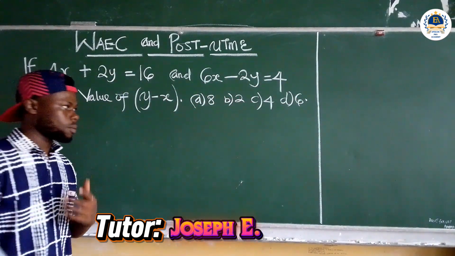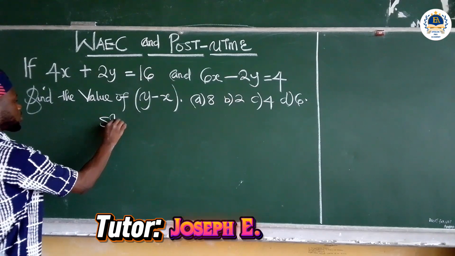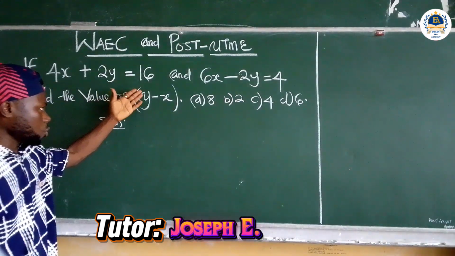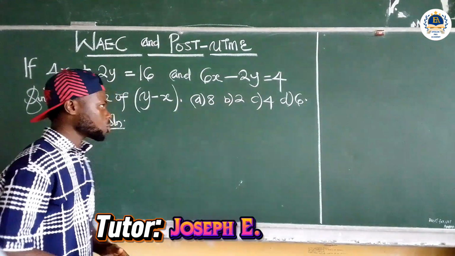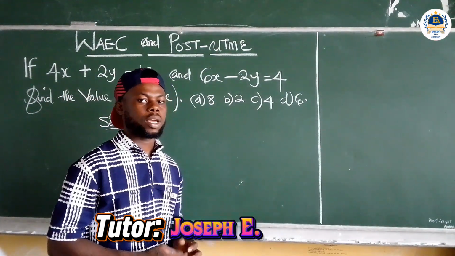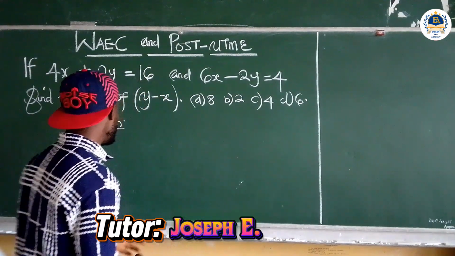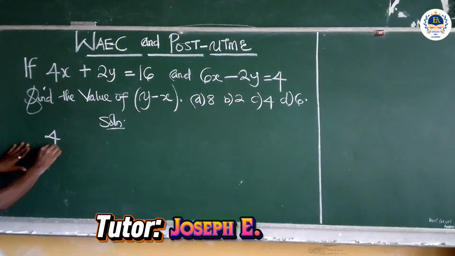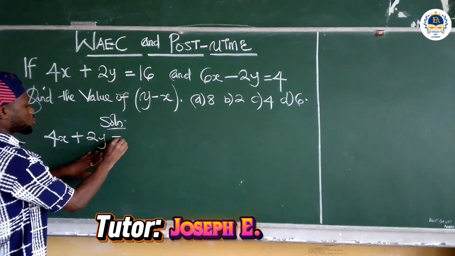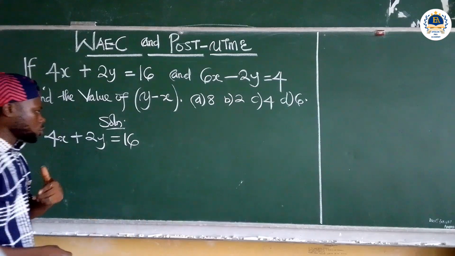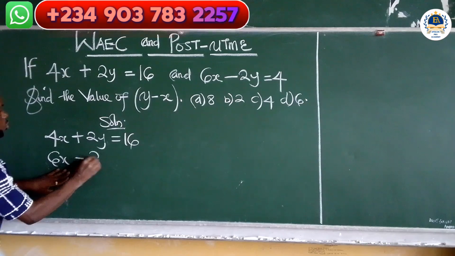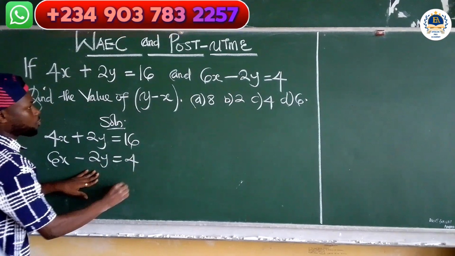The first thing we have to do, solution. This is a simultaneous equation on the board, where we have the first equation and the second equation respectively. To solve a simultaneous equation, we could achieve this either by the substitution method or the elimination method. So the first equation on the board is 4x + 2y = 16. And equation 2 is given as 6x - 2y = 4.